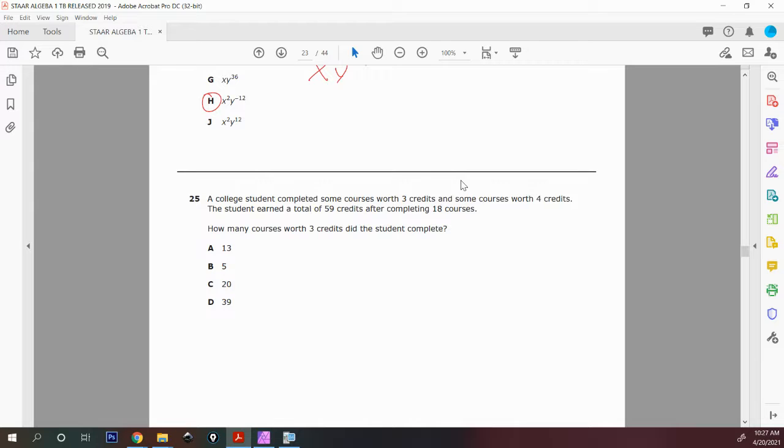All right, a college student completed some courses worth 3 credits and some worth 4. The student earned a total of 59 after completing 18 courses. So x plus y is going to equal 18. He did 18 courses. We're going to call the 3 credit ones x, 4 credit ones y.